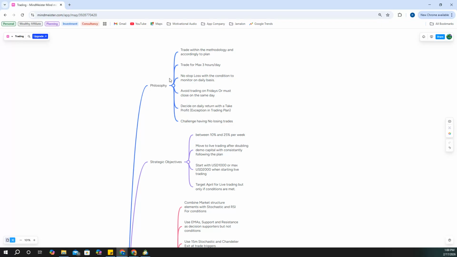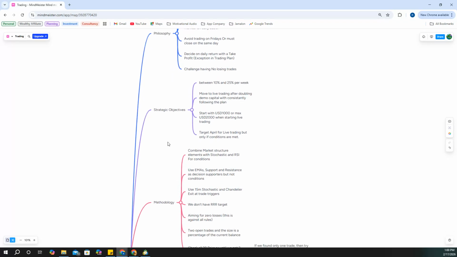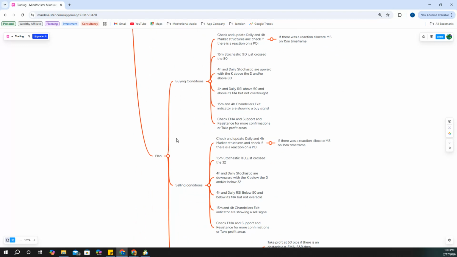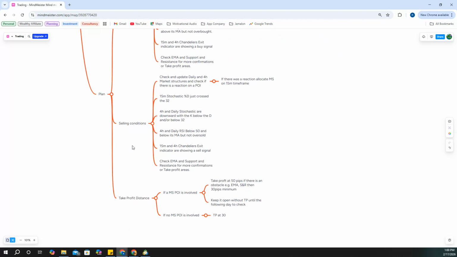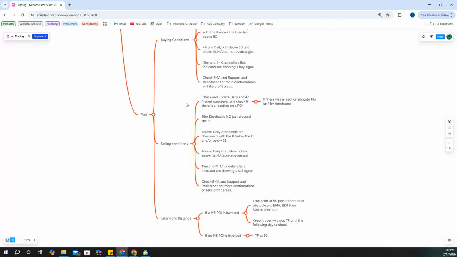So this is the philosophy. There are two controversial ones, which are no stop and no losing trades. Those are two controversial things that I'm also testing within the philosophy and within the plan that I have. The selling conditions, because today on USDJPY we took a selling position: check and update the daily and 4-hour market structure, and check if there is a reaction on any POI on any of those time frames.